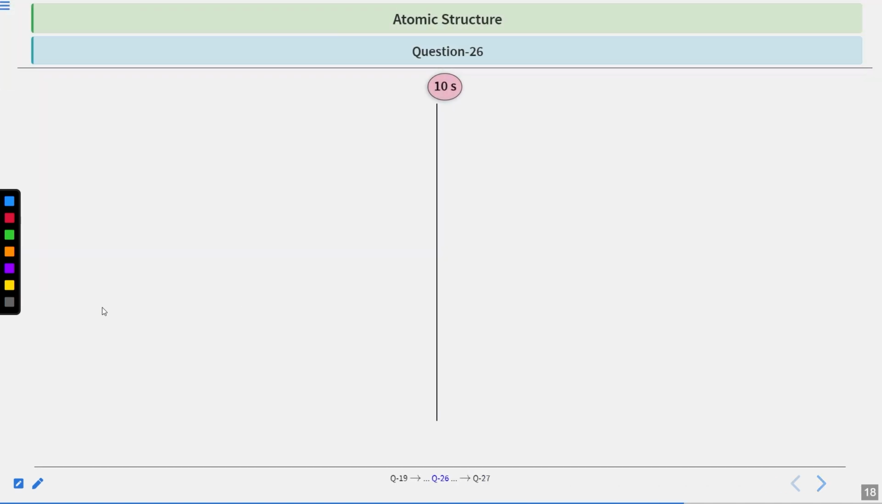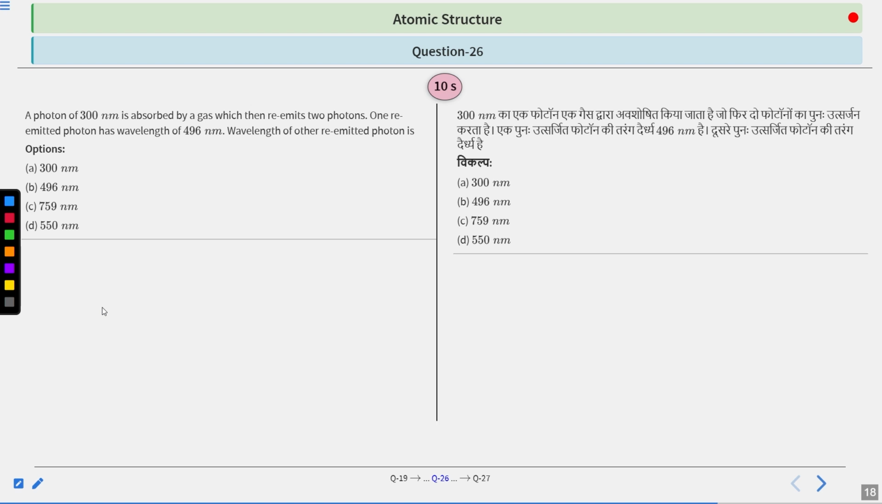Question number 26 says that a photon of 300 nanometer is absorbed by a gas, which then re-emits two photons. One is re-emitted at a wavelength of 496 nanometer. The wavelength of the other re-emitted photon is how much? Options are A, 300 nanometer, option B, 496 nanometer, option C, 759 nanometer, and option D, 550 nanometer. So you have 10 seconds to solve this question. Your time starts now.